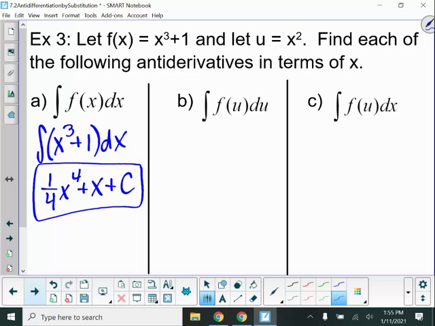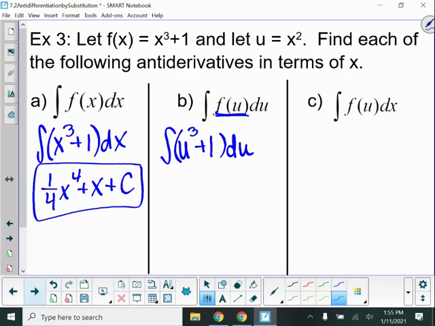So the second one, it's f of u. So my function, I'm putting a u in everywhere there is a variable. And that's going to be u cubed plus 1 du. Now I know that u is equal to x squared, but I can't put the x squared in for the u yet. Otherwise, I'll have x's as my variables in the function, but u is my variable for my differential, and those wouldn't match. So you need to make sure that they match before you do your antiderivative.